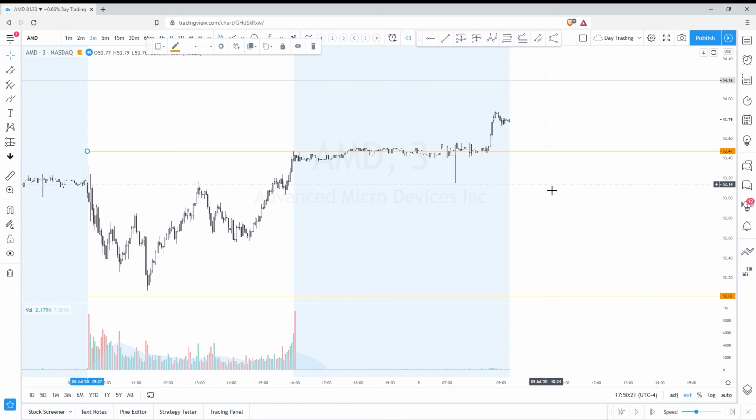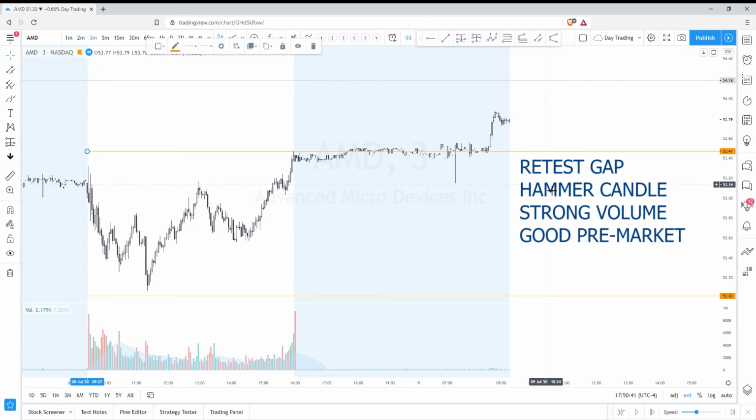I know this sounds crazy, but I follow AMD closely. I like AMD a lot. I love retest gaps. I love when they're subtle. I love following up on a hammer candle. I love the volume in AMD. I love what the pre-market is showing. I like that we've got room to go in the range we showed on the daily chart. I love that we're above our moving averages.